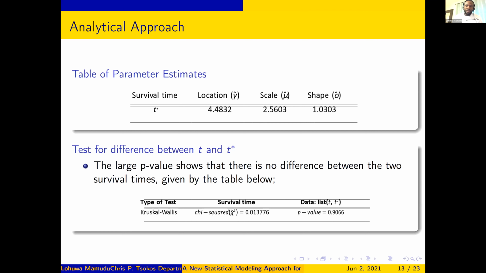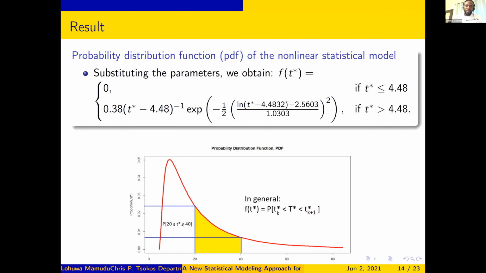Now, this is the PDF of the 3-parameter log normal distribution, which was found from the 300 predicted survival times. So what is the importance of this PDF? This PDF is going to help us find the probability of an individual surviving between any two given survival times. For instance, we can find the probability of an individual surviving between 20 months and 40 months, which is stated as follows.